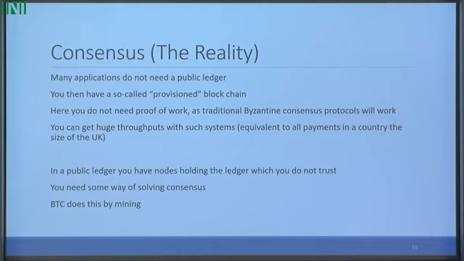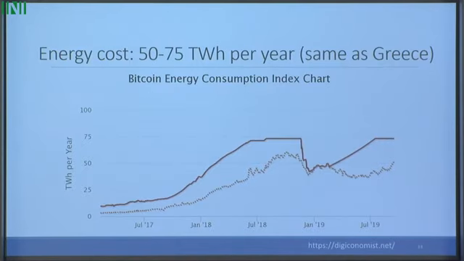In a public ledger, you have nodes which hold the ledger which you don't trust. These nodes are everywhere, and you don't actually trust them, so you need a way of solving consensus. Bitcoin does this by mining. So let's look at some of the problems with mining. What's the main problem with mining? Energy. Basically, we need the same energy consumption as Greece. The whole of the Greek economy's energy consumption is used for just the Bitcoin blockchain.